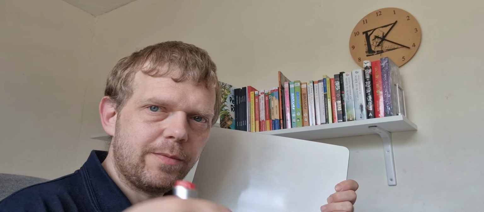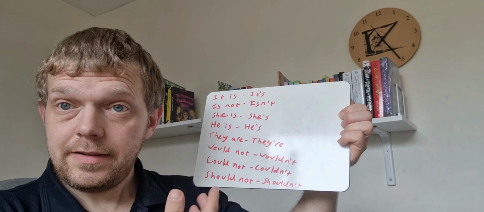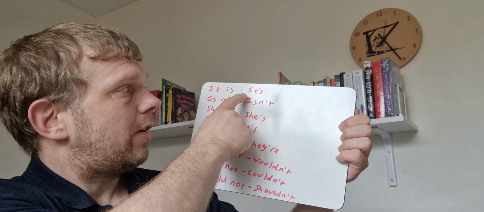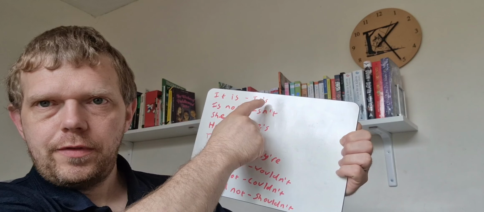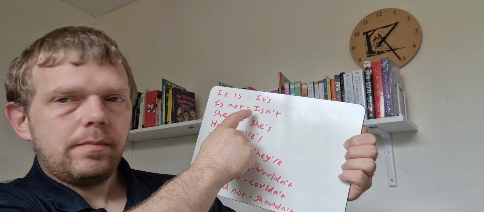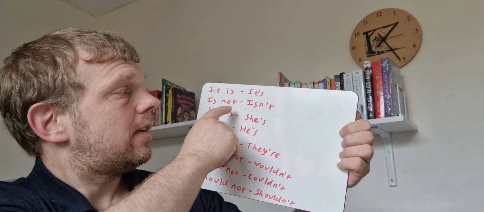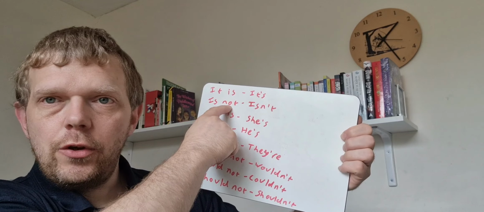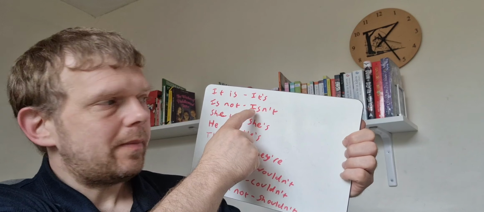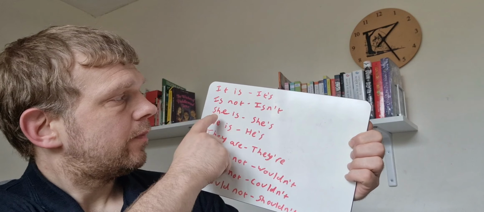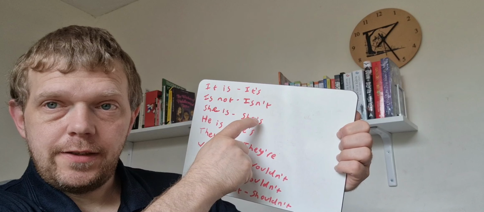So I'll give you a few more examples, and there are many contractions in English. These are just a few examples. It is contracted to it's. It apostrophe s. Is not, isn't. This time in isn't, the apostrophe replaces the o in not. So isn't, i-s-n apostrophe t. She is contracted to she's.